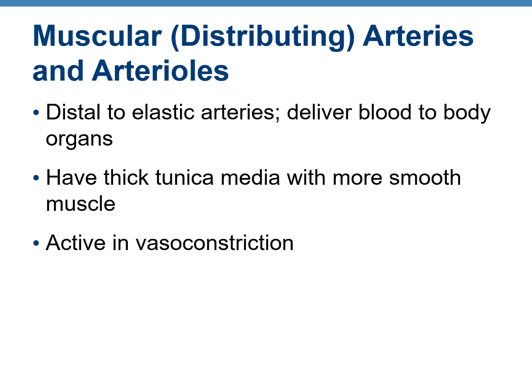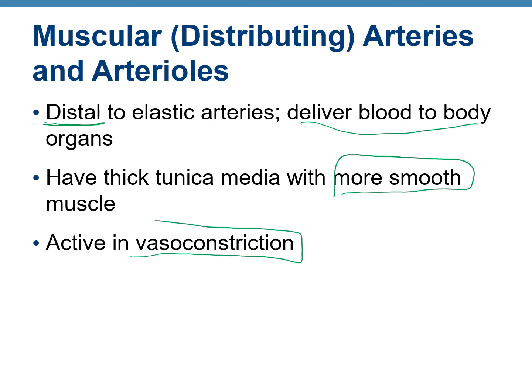Muscular arteries and arterioles. Another name for muscular arteries is distributing arteries, and they are distal to elastic arteries. They are smaller, and they deliver blood to body organs. They have a thick tunica media with smooth muscle, so that's why we call them muscular arteries. They are active in vasoconstriction. That means they can constrict and dilate, and by doing it, your body can regulate the amount of blood that is delivered to a specific part of the body.